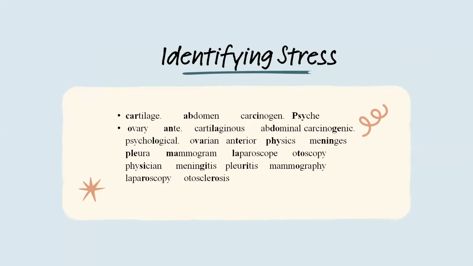So, the first one is... these are the different examples of discovering patterns that you can see on the screen. The first one is cartilage, second one is abdomen, carcinogen, psych, ovary, anterior, cartilaginous, abdominal, carcinogenic, psychological, ovarian, physics, meninges, pleura, mammogram, laparoscope, otoscopy, physician, meningitis, pleuritis, mammography, laparoscopy, and otosclerosis.